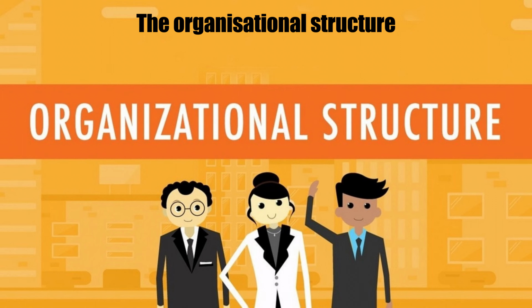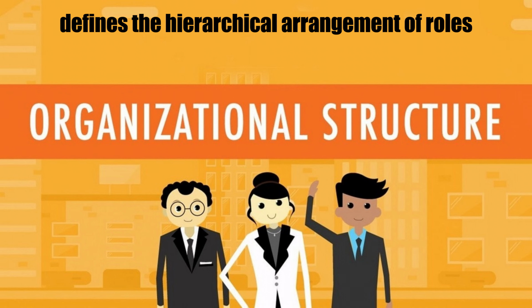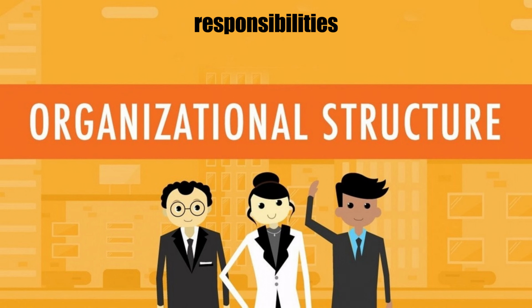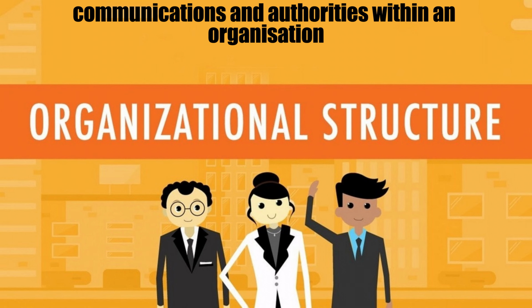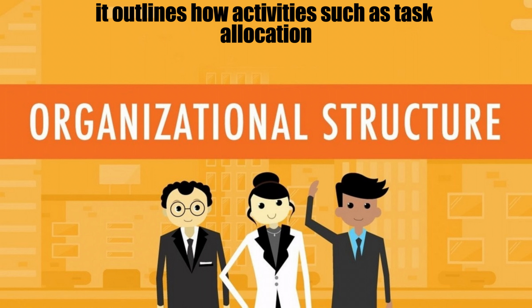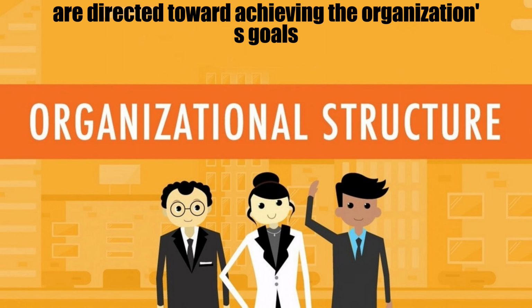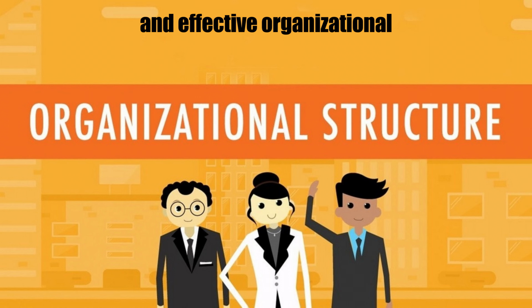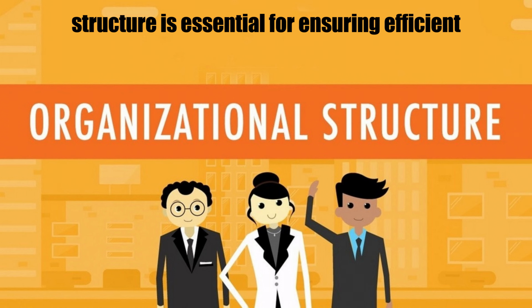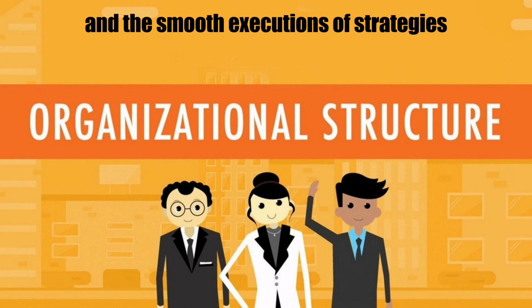Thank you. The organizational structure. This framework defines the hierarchical arrangement of roles, responsibilities, communications, and authority within an organization. It outlines how activities such as task allocation, coordination, and supervision are directed toward achieving the organization's goals. An effective organizational structure is essential for ensuring efficient operations, clear communications, and the smooth execution of strategies.